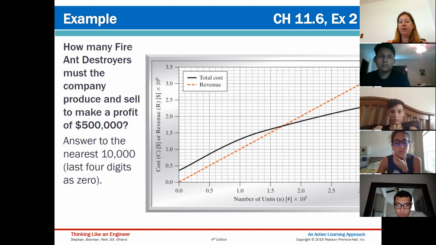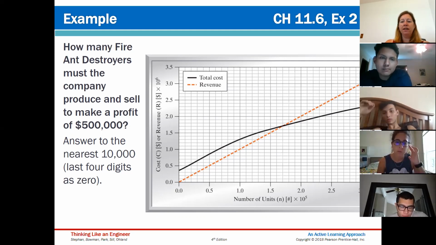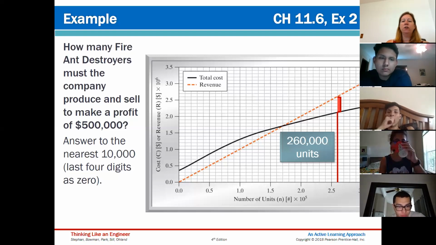So our orange line, our selling price minus our cost line, will help us determine where our revenue is. Obviously, if your cost line is above your revenue line, you are losing money. If your revenue line is above your cost line, then you're making money. So we are looking at where that difference is 5 little squares, which indicates $500,000, which occurs at 260,000 units.